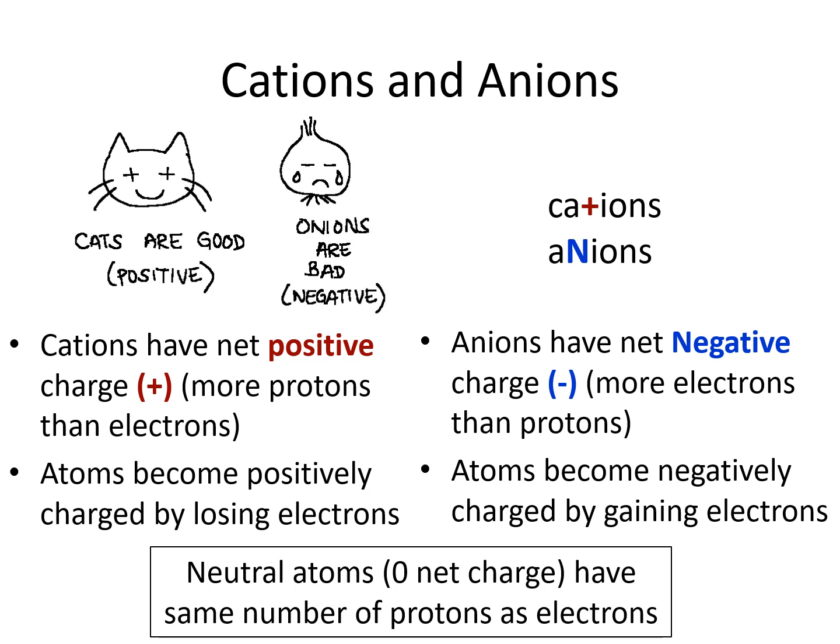Anions, on the other hand, have a net negative charge because they have more electrons than protons. They again are not changing their number of protons, but the number of electrons has changed. They have gained negatively charged electrons to turn into negatively charged ions.